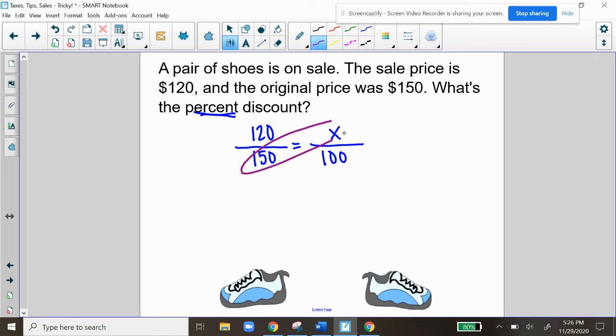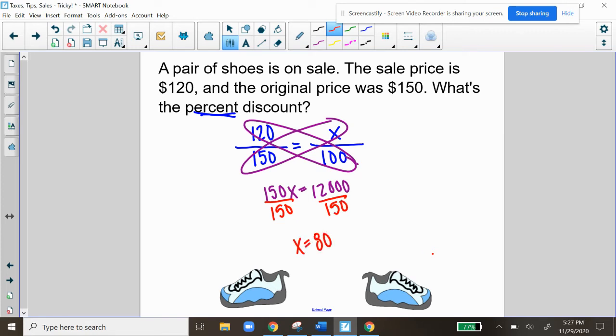I'm then going to use cross multiplication. So I'm going to have 150X equals 12,000. And then I'm going to divide by 150 on both sides, and I'm going to get X equals 80. So if we go back and think about the context of this problem, this is telling me that the pair of shoes for $120 is 80% of the original cost, which was $150.